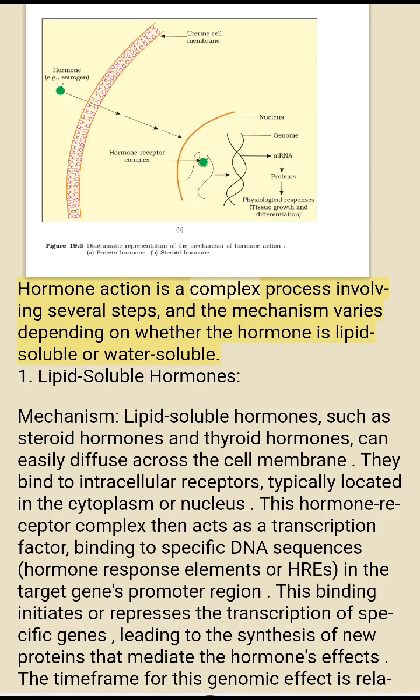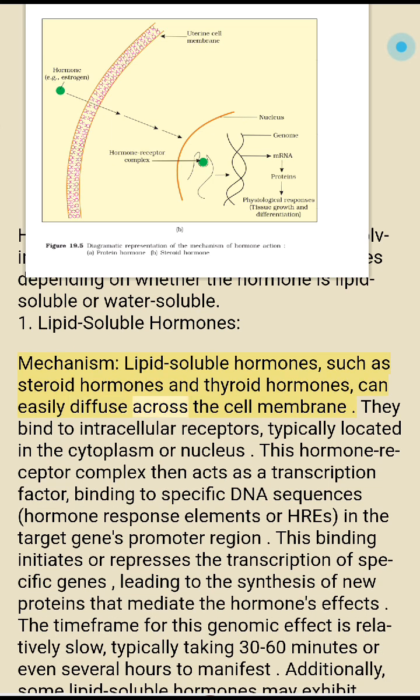Hormone action is a complex process involving several steps, and the mechanism varies depending on whether the hormone is lipid-soluble or water-soluble. 1. Lipid-soluble hormones. Mechanism. Lipid-soluble hormones, such as steroid hormones and thyroid hormones, can easily diffuse across the cell membrane. They bind to intracellular receptors, typically located in the cytoplasm or nucleus.